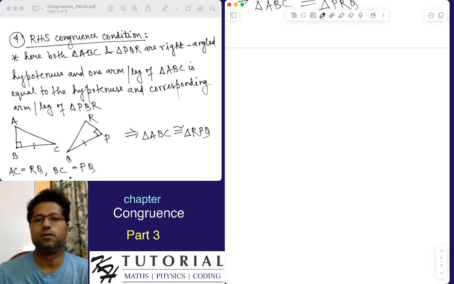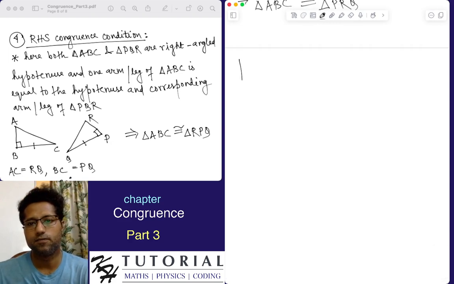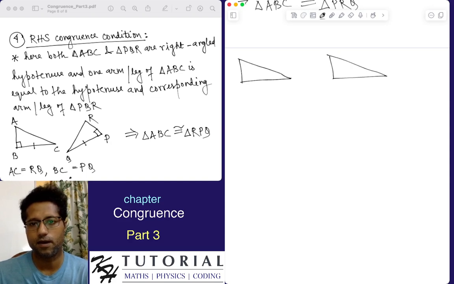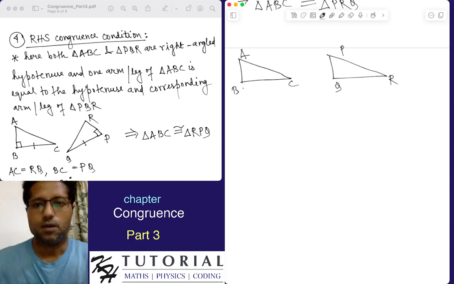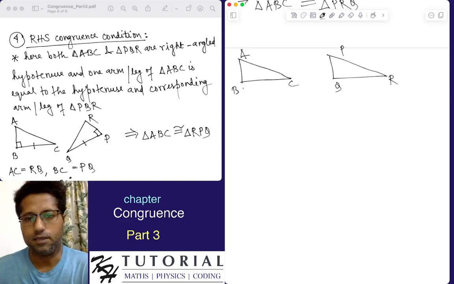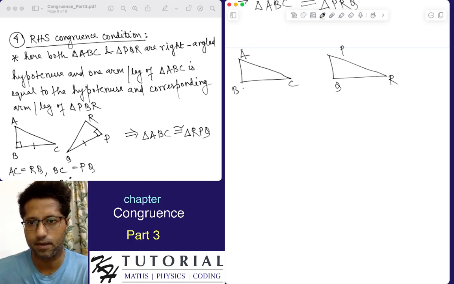So you have two triangles which are both right angle triangles. The RHS congruence condition is applied between two right angle triangles. So I have a right angle triangle ABC. I have another right angle triangle PQR. Now these two triangles will be verified to be congruent. I know that one angle is equal, and let's say in triangle ABC, B is right angled, and in triangle PQR, angle Q is right angled. So I know that angle B is equal to angle Q.